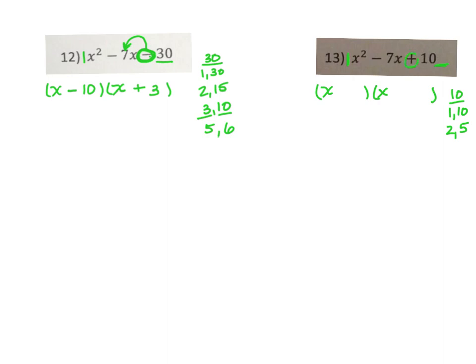Now we have a plus sign in front of the 10. So we want the numbers to add to that middle number 7, which means we're going to use the 2 and the 5. And it doesn't matter where you put the 2 and the 5, as long as you give them the right signs. Now, the nice thing about this one is it's a plus sign. That means both numbers, the bigger number and the smaller number, will get the middle term sign, which in this case happens to be a minus sign, and you're done. Okay, so that's how you would do number 12 and number 13.